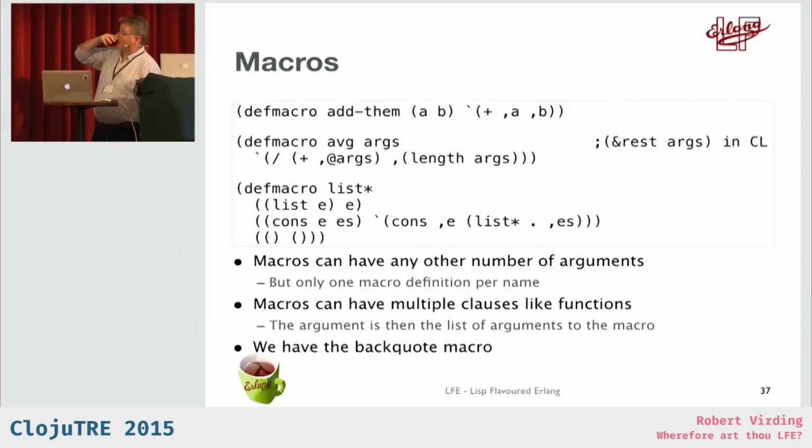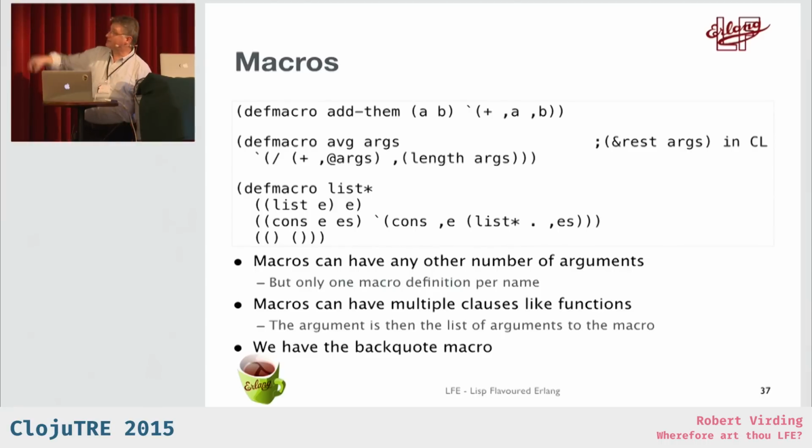So yeah, I can define macros. There's a defmacro here. So I've got an add-them there, which takes 2 and just returns a plus of the 2 values. Yeah, we have the backquote macro, which is really nice. And I can define a macro average-of-args here, which takes a list of arguments and generates a form which sums up all the arguments and divides it by the length of the argument list. The slightly different thing here is the arguments that are passed in don't include the macro name. It's just a list of arguments. I did that at the beginning. I'm still wondering whether it should include the macro name as well, but it's a bit late to change it now.